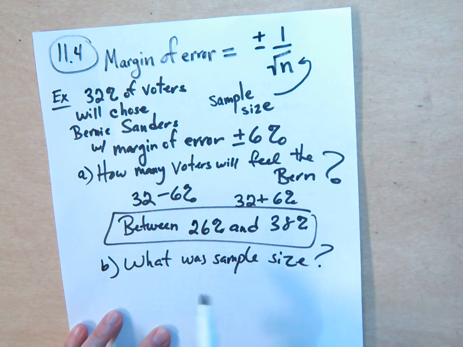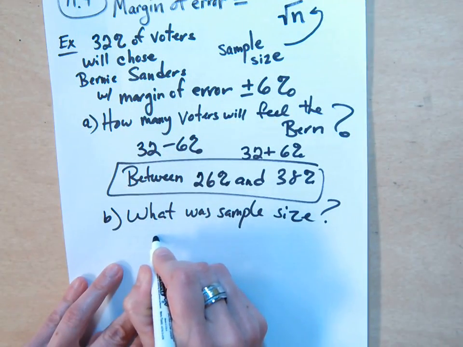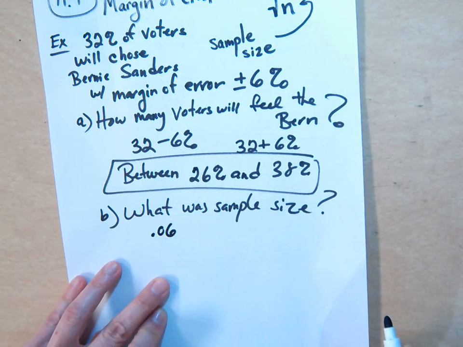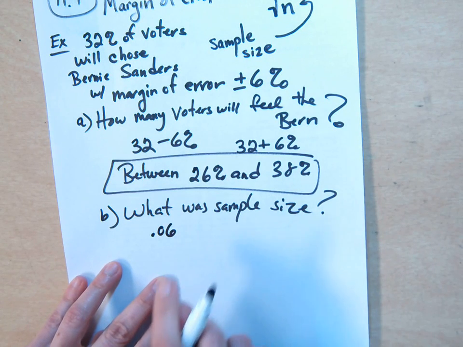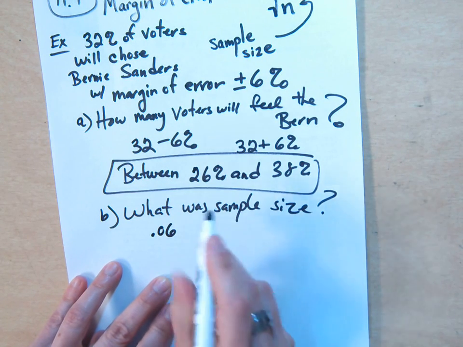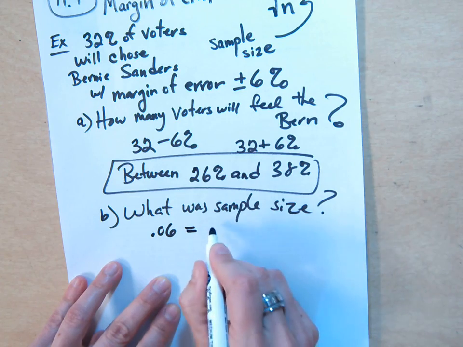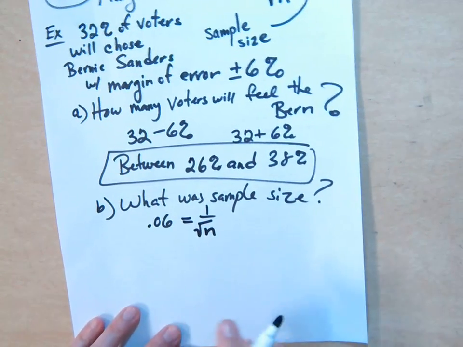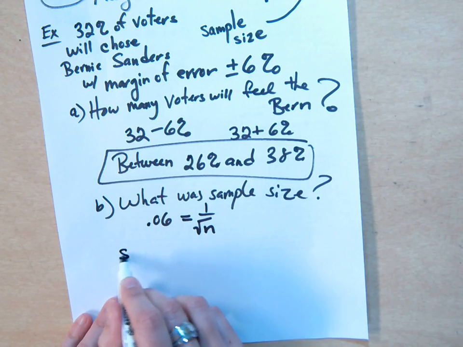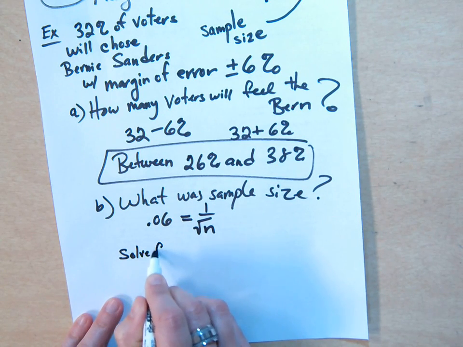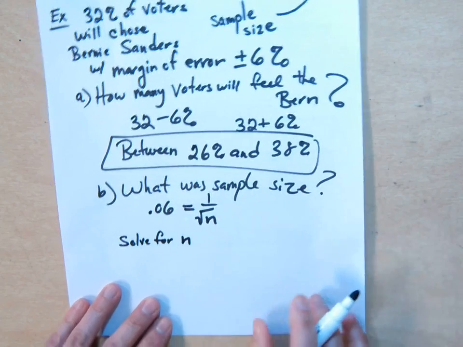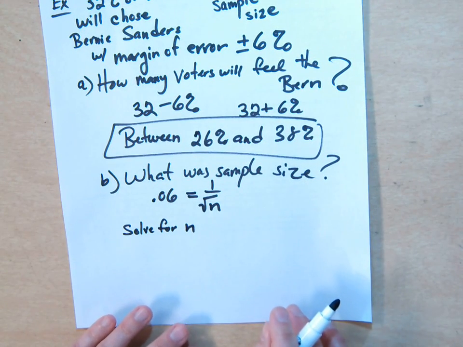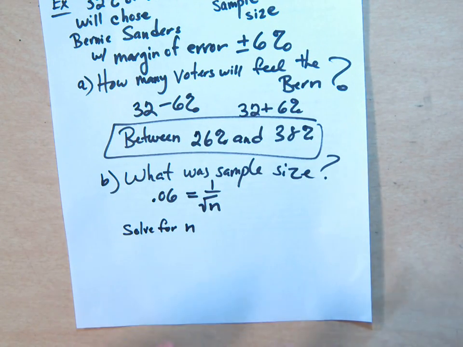So the margin of error was 6%, so you just go like this. Watch, you do 6%, 0.06, right? Make sure you put it in decimal, okay? 6% is 0.06 equals 1 over the square root of n. All we're going to do is solve for n, and we'll know the number of people that were surveyed in this. Okay? So now how do we do that?